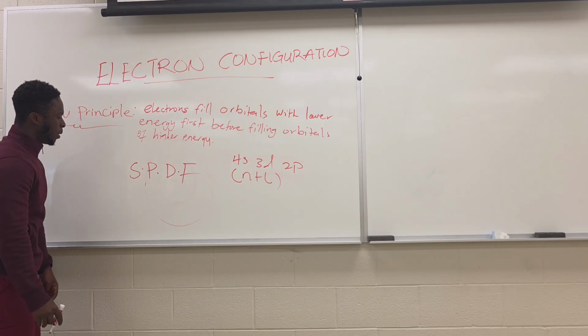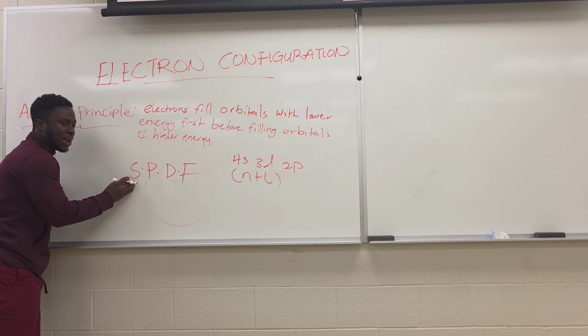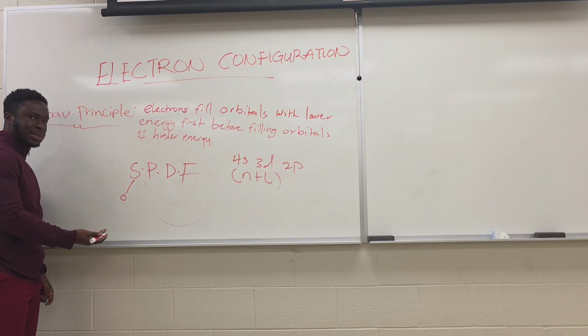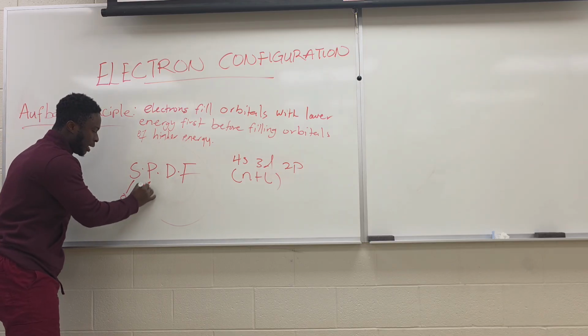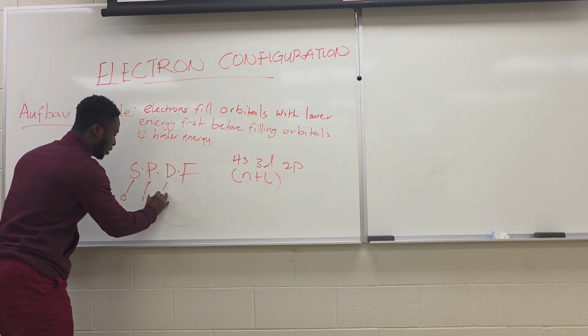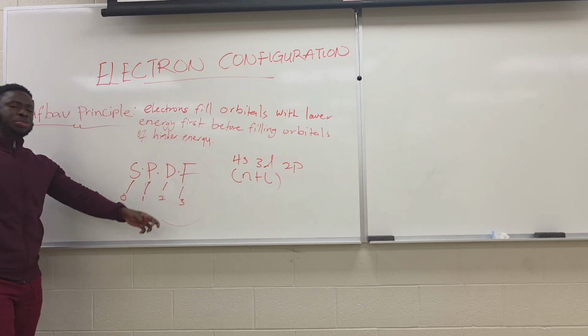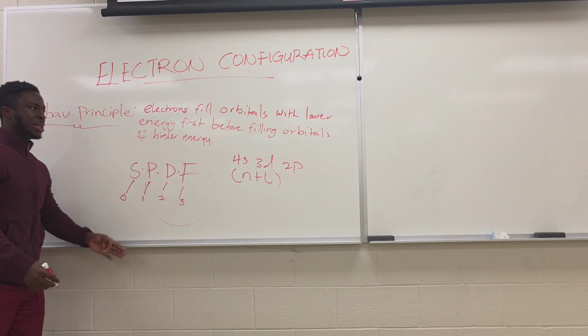So let's get back to it. This s right here is represented by 0. This p right here is represented by 1. This is represented by 2. This is represented by 3. Why are these represented by such numbers?